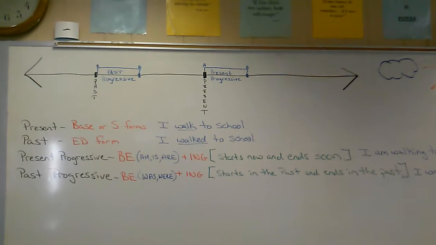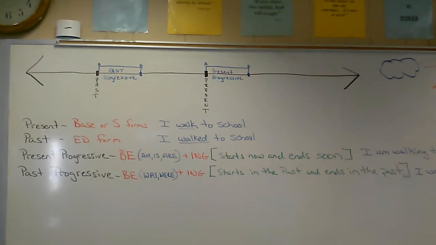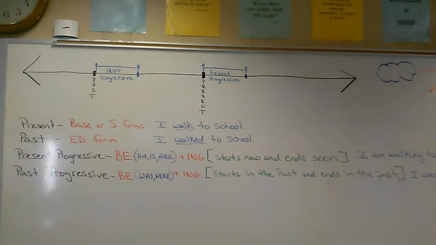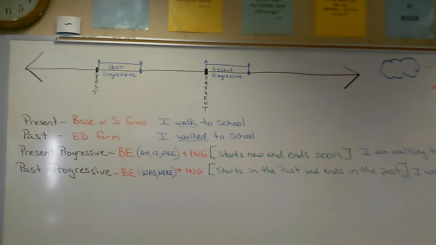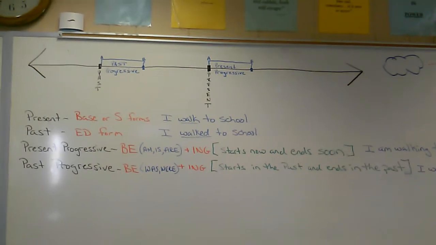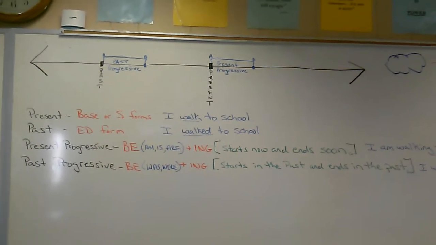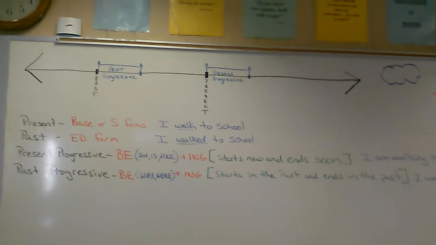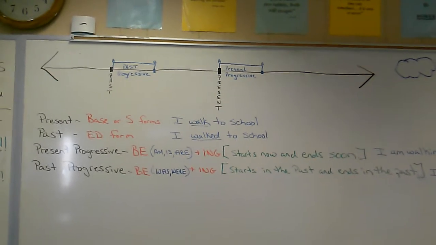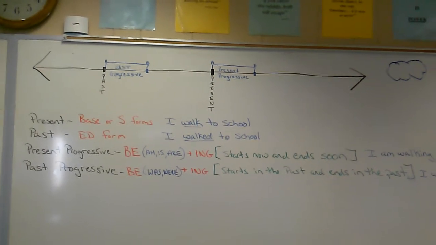Now, if you look at the present tense, that is when we use the base form or the S form by itself. I walk to school. She walks to school. Notice I had a third person singular. We use the S form.